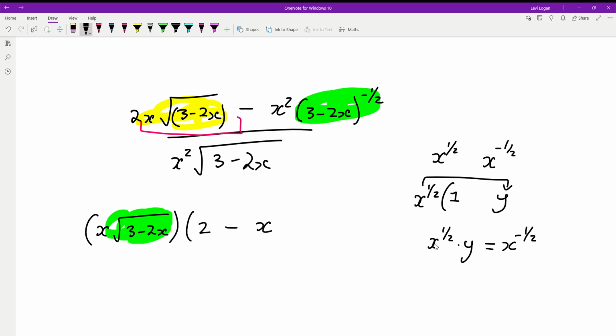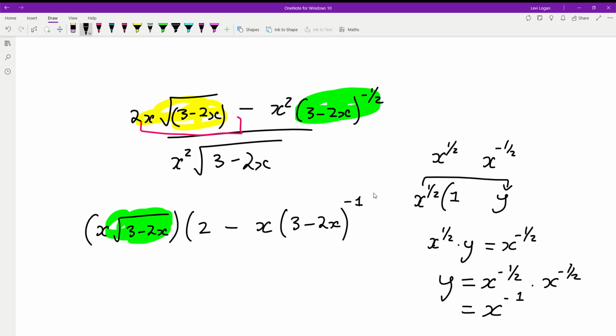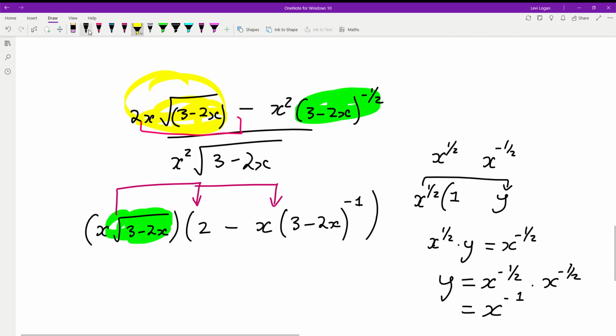Okay? So if I were to move this guy across, I would have y equals x to the power of negative a half times by x to the power of negative a half. So if you're timesing two things with like terms, you add the indices. So negative a half plus negative half is just x to the negative 1. So here, we have to replace this with 3 minus 2x to the power of negative 1 in this case here. Because if you were to multiply this back out to each of these terms here, this would produce the yellow guy up here. And then this would also produce this entire bit up here.